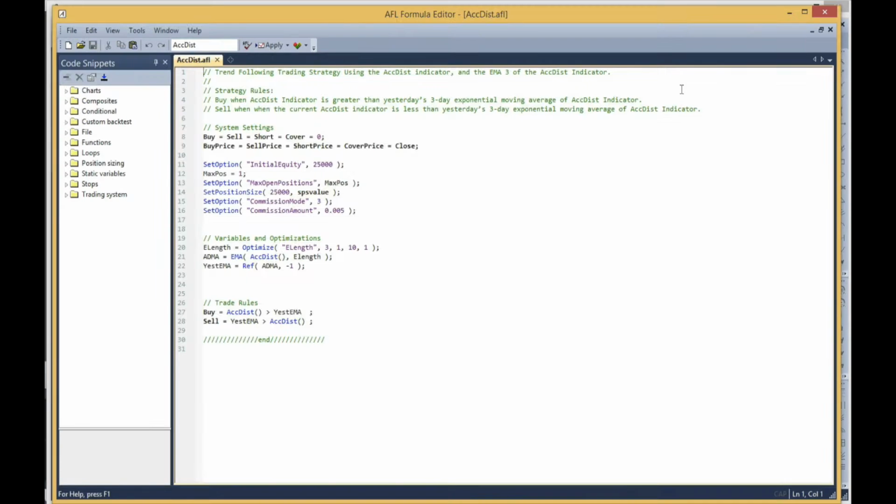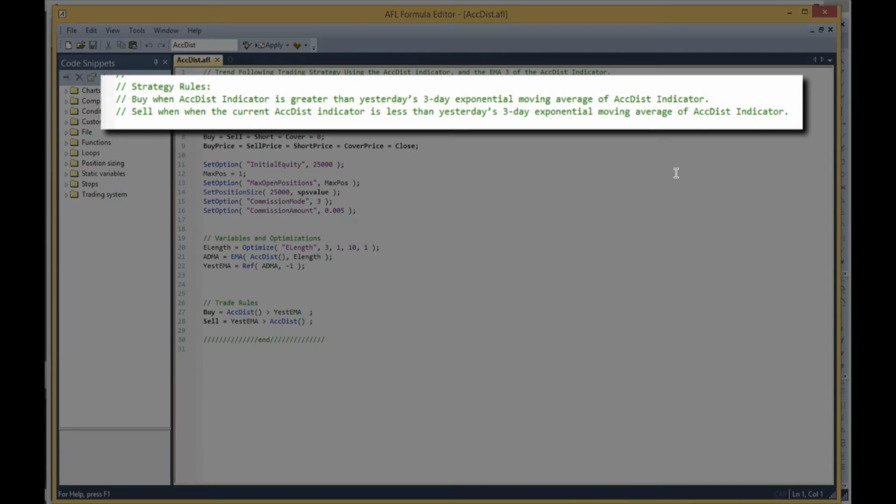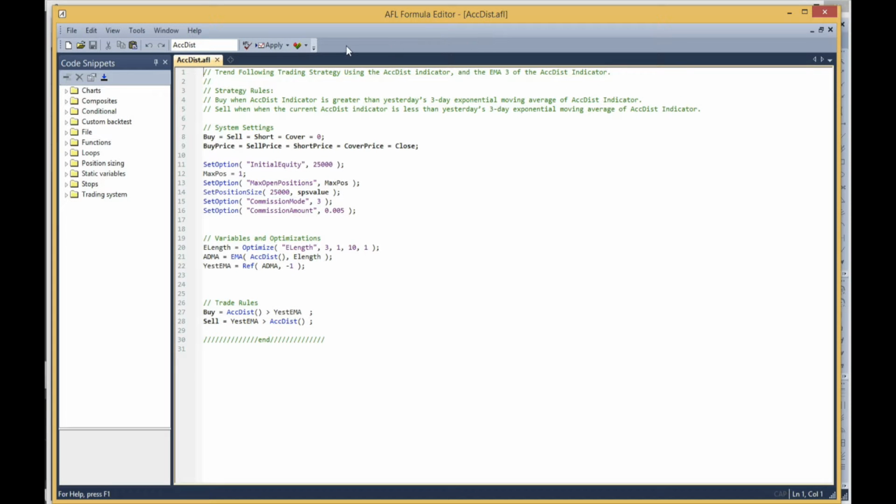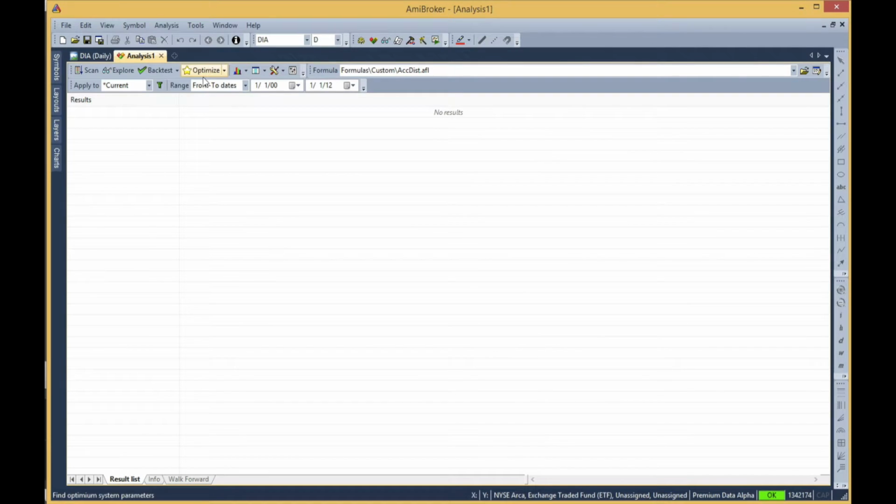So the trading rules are pretty simple. I'm going to highlight them here for you so you can read them. You buy when the indicator crosses above its own 3-day exponential moving average, and you sell when the opposite happens. This is just a trend following strategy, where normally you don't win as much as you lose, but the losers aren't as big as the winners, and the winners are supposed to make up for the losers.